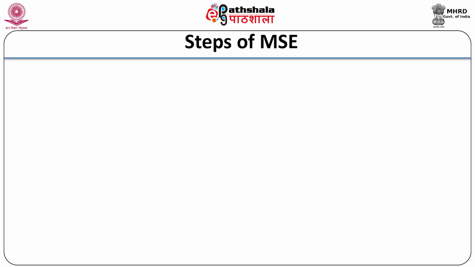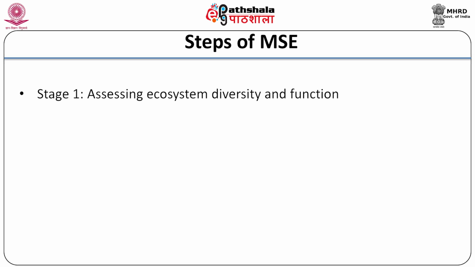A global research and conservation strategy has been developed and is applied in 4 stages at each of the sites. Stage 1, assessing ecosystem diversity and function. The first stage at a new site is to determine the relative biodiversity value of the site to determine the protection requirements, or if it is already protected, whether it will make a valuable long-term study site.